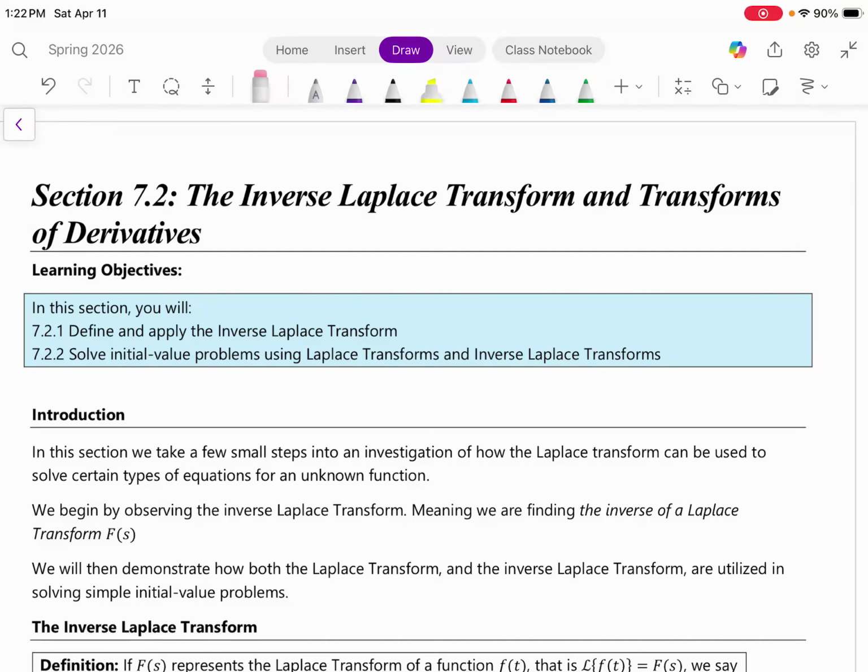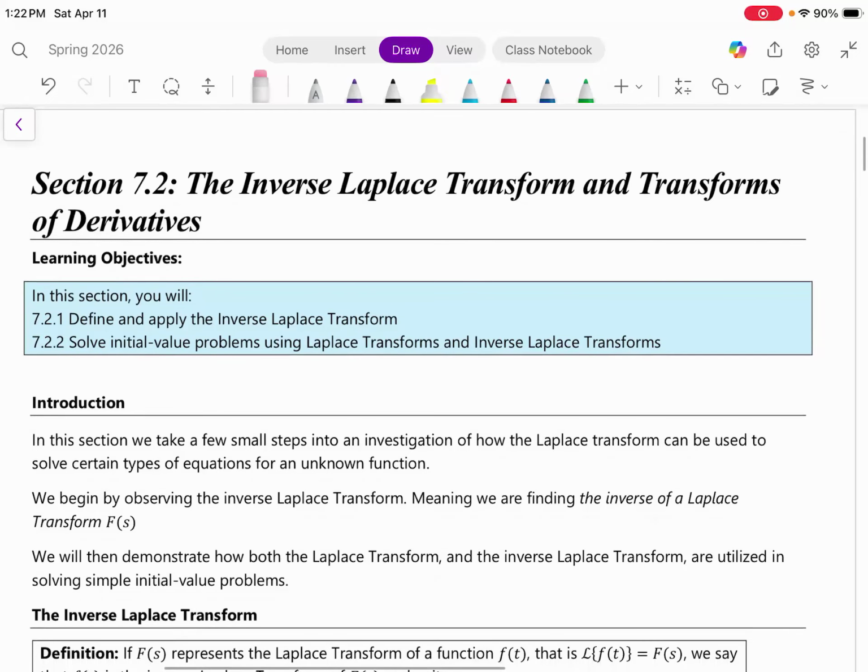Okay, hi everyone. Welcome to section 7.2. In this section, we're going to be learning two new concepts of the Laplace transform. One of them being the inverse Laplace transform, and the other being how to Laplace transform derivatives of a function.